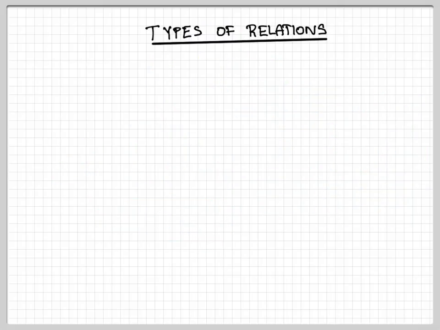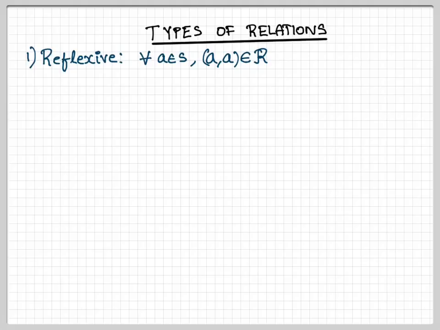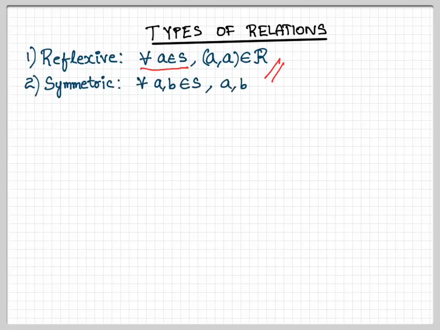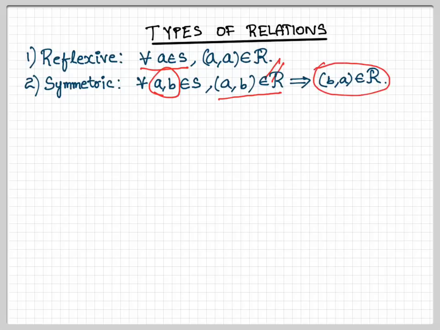We'll now look at the types of relations that are important for us. There are basically 4 types of relations. We'll go one by one. The first type is called the reflexive relation. It just means for every element A in S, (A, A) should belong to R. The second type is called the symmetric relation, where for any 2 elements A, B belonging to S, whenever (A, B) belongs to R, it should imply that (B, A) belongs to R. So that's the symmetric relation.